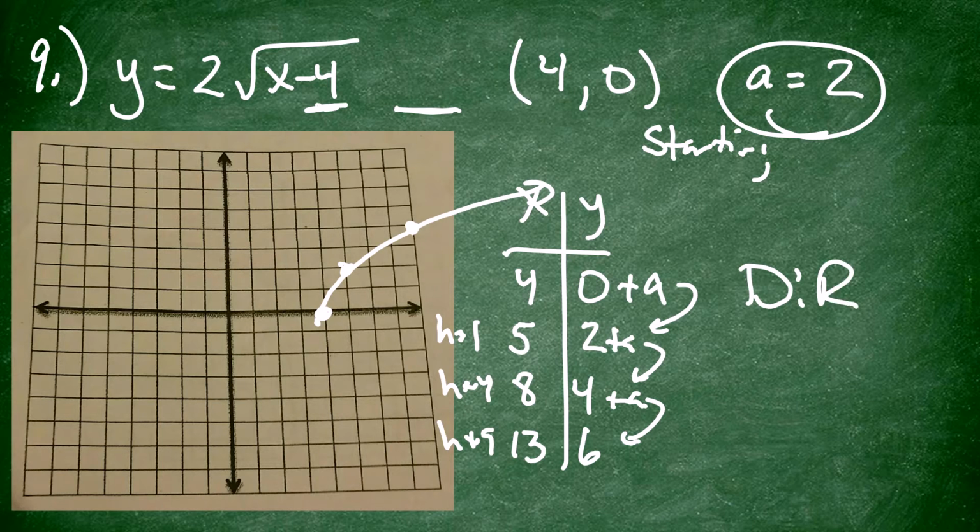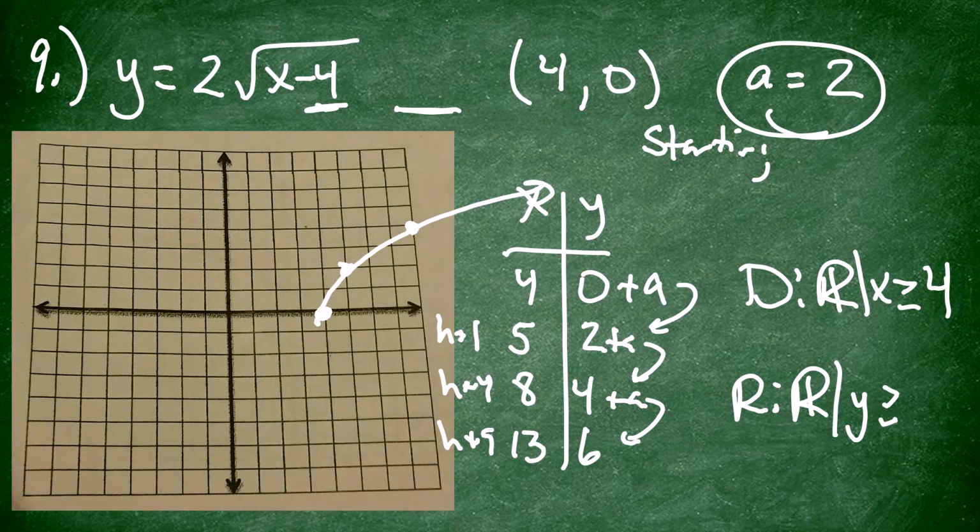Domain, all the reals, such that x is greater than or equal to, what is h? H is 4. Range, all the reals, such that y is greater than or equal to k, that's 0. Remember, it's greater than because it's going to the right, or because that x is positive. It's greater than for y because it's going up, or because a is positive. All right? Since both those are positive, that's why those are greater than. And that's it for number 9.